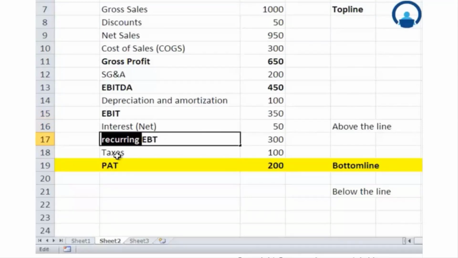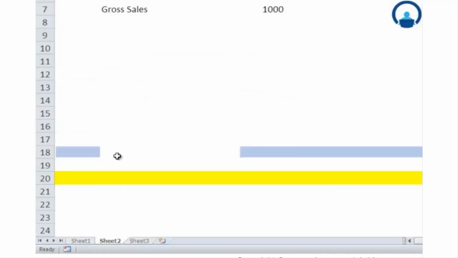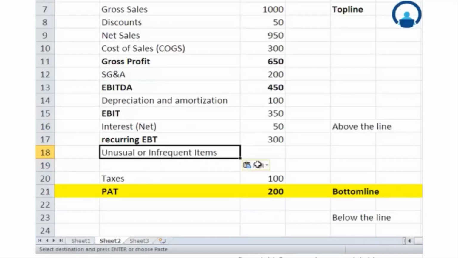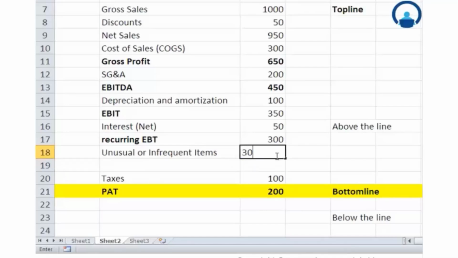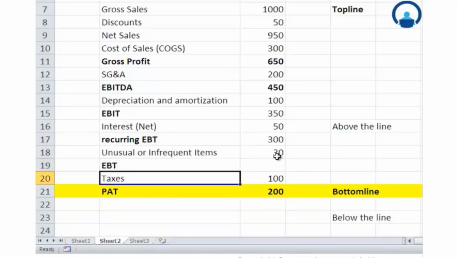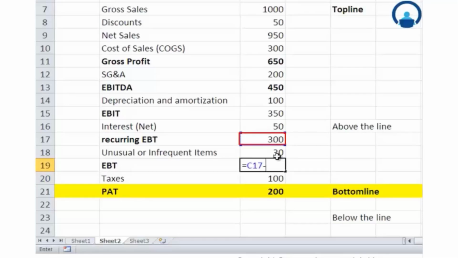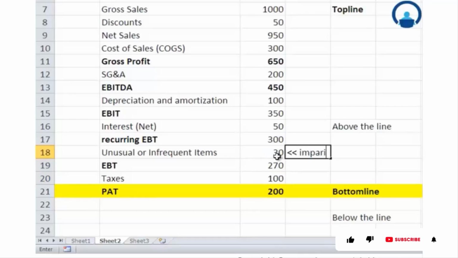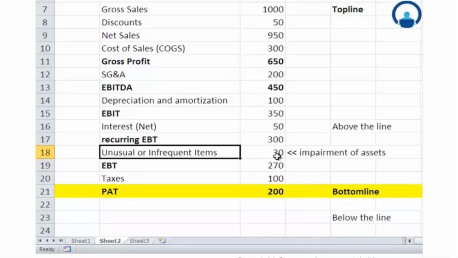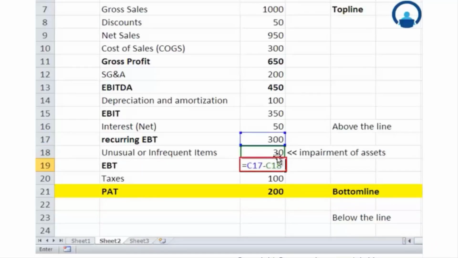I've inserted an item called recurring. Now below this I'll insert two more lines, the unusual or infrequent items, assuming it to be, let's say, 30, and instead of recurring EBT here, I'll call this just EBT. And this EBT would be equal to 300 minus this 30, which is the assumed unusual or infrequent item. Let's assume that this was related to the impairment of assets. So considering this unusual item, the EBT comes out to be 270.